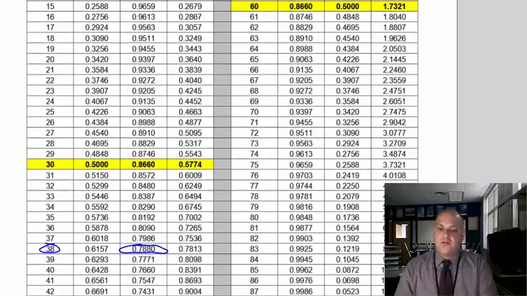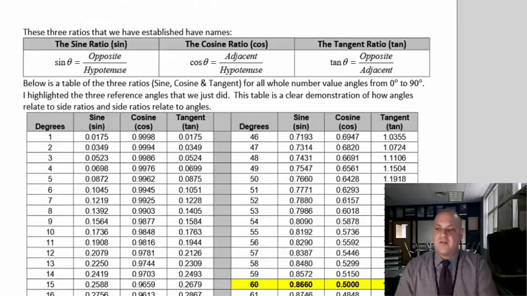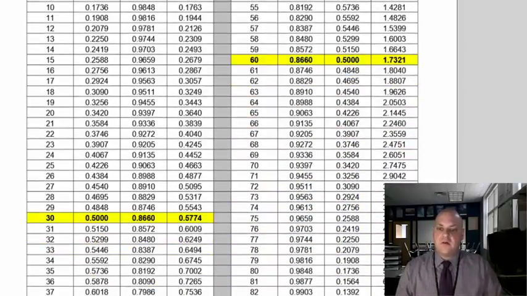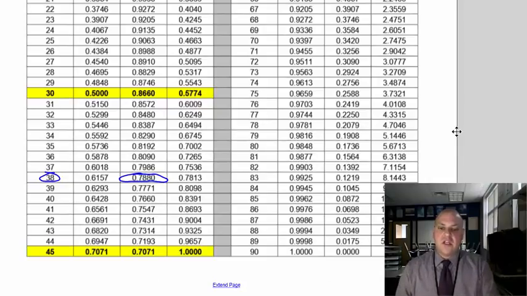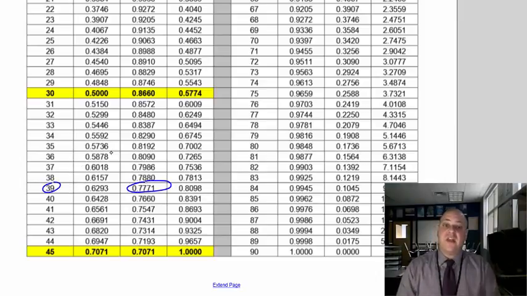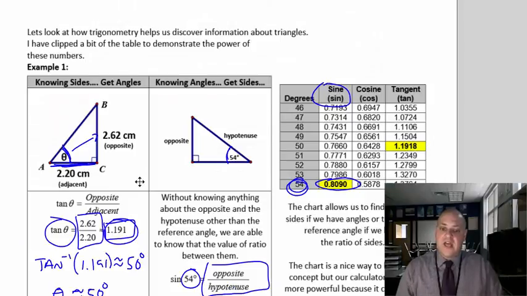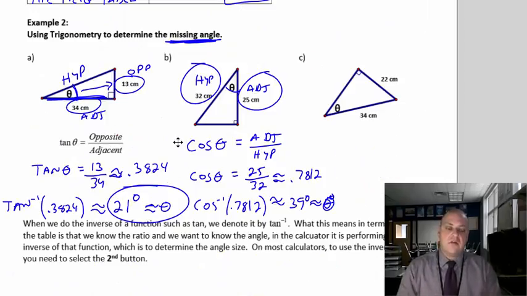It's a little bit closer to 0.77. Sorry, guys. All right, so it's actually a little bit closer to 0.7771. I messed that up. It's a little bit closer to 0.7771 than it is to 0.7880. So it's going to actually be 39 degrees for theta. All right.